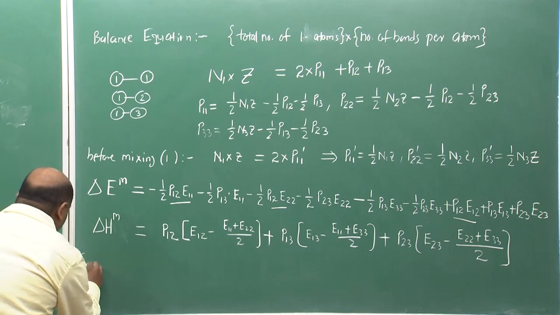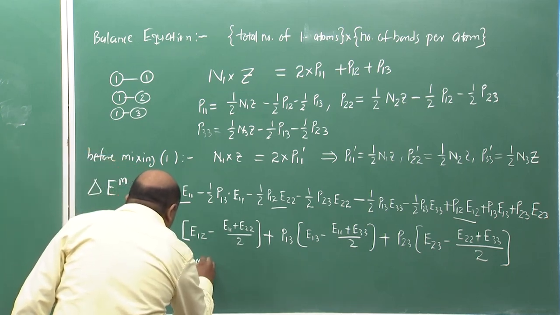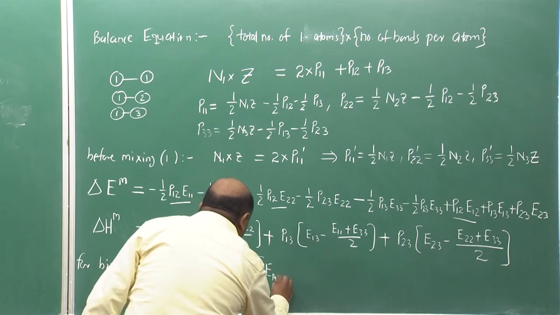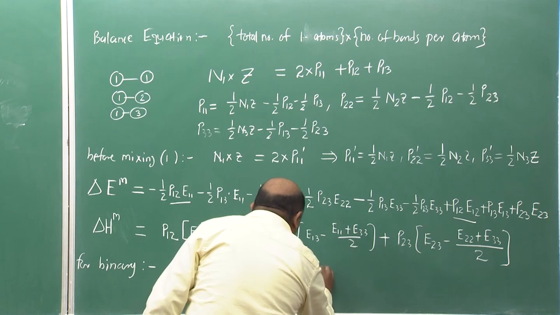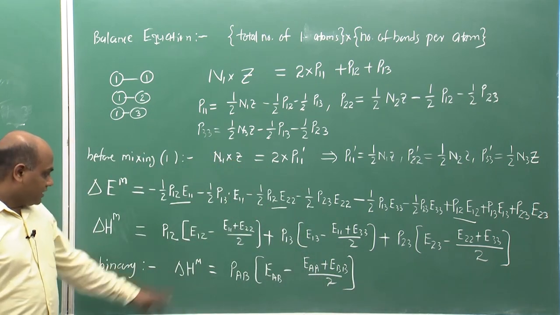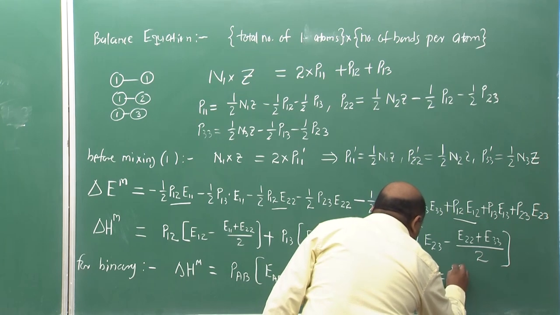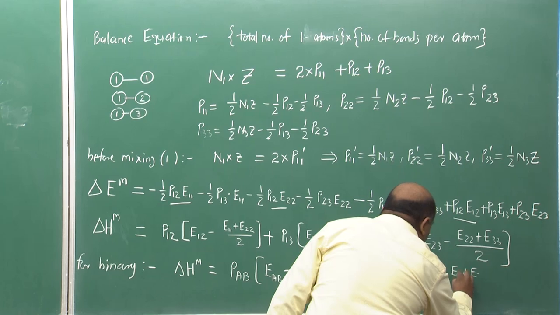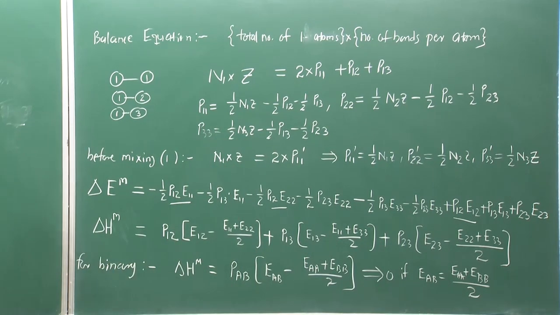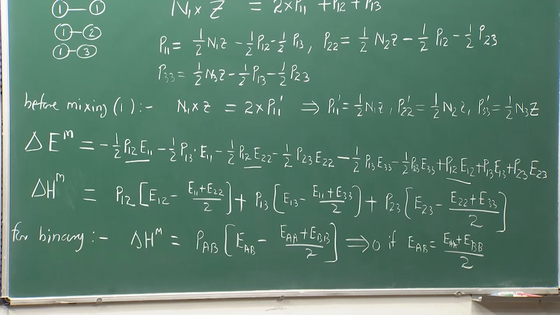Right. So if we write this for binary, for example, this will be delta HM is equal to, we are considering AB solution, then PAB times EAB minus EAA plus EBB by 2. And this will be 0 if EAB is equal to the average of AA and BB bond energy, right? If EAB is equal to EAA plus EBB by 2, delta H mixing is 0, and then it is an ideal solution, right.